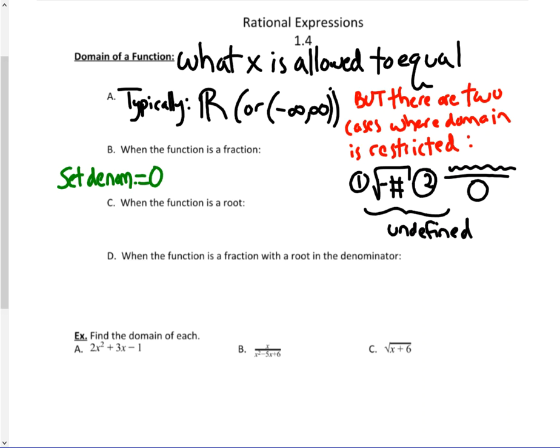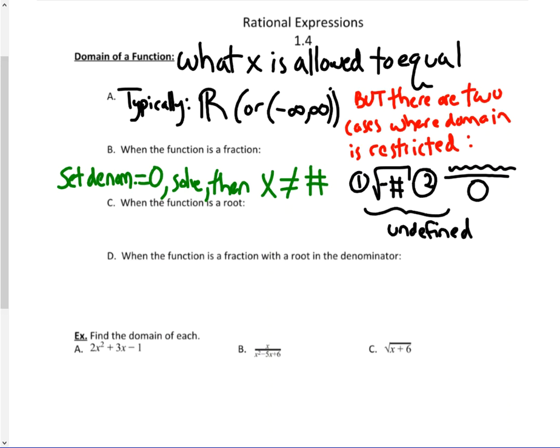So we're going to set denominator equal to 0, solve, then x cannot equal that number or numbers. So once we find the number or numbers that set the denominator equal to 0 or make the denominator equal to 0, then our domain will be all real numbers except x can equal whatever that number is.